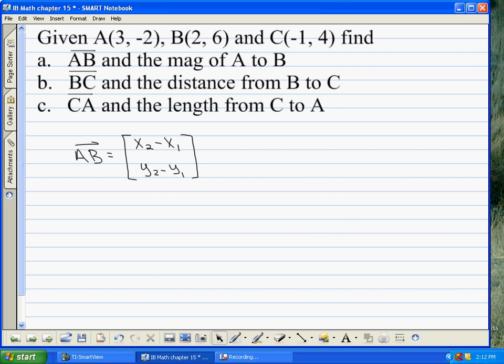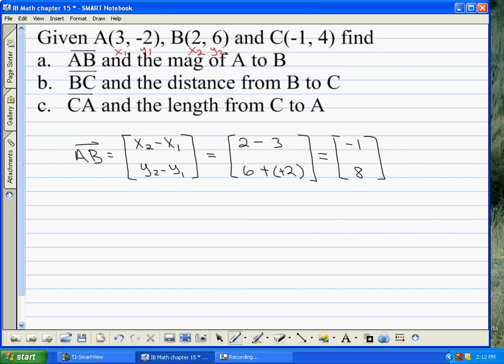Now, first of all, since we're going from A to B, that means that point B will be your x2 and y2, and point A would be your x1 and y1. All we do is simply substitute the values. X2 is 2 minus x1, which is 3, and then y2 is 6 minus y1, which is negative 2. Simplifying this gives me negative 1, and make these positive, 8. So here I have the component form of vector AB.